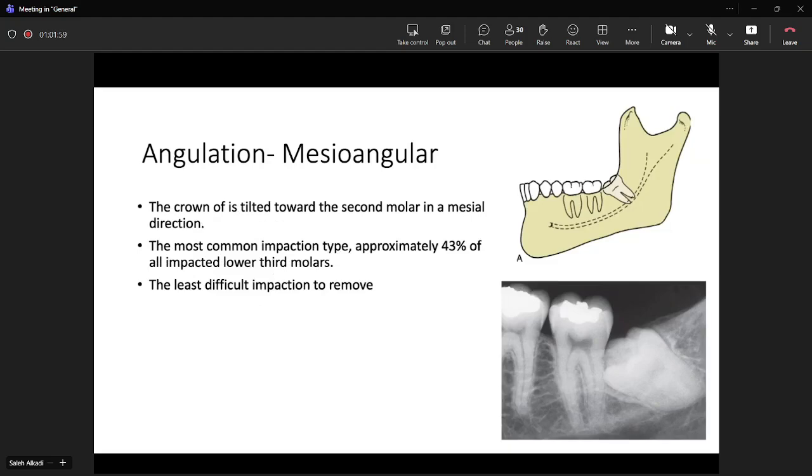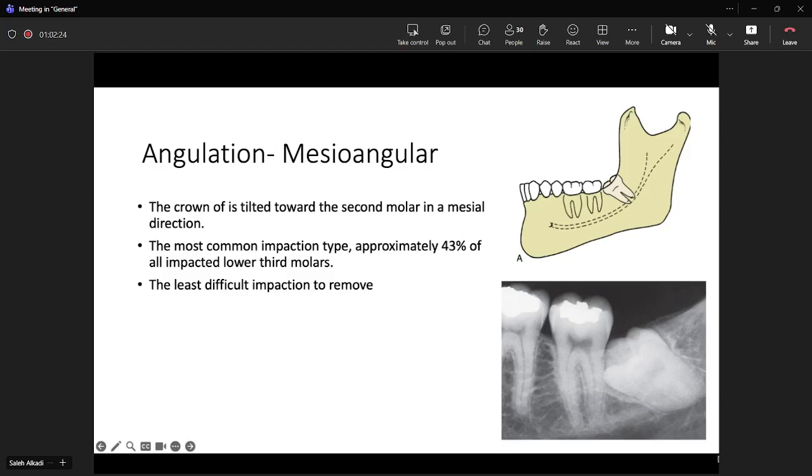Okay, based on this classification, you can have a mesioangular impacted wisdom tooth, where the crown is tilted toward the second molar in the mesial direction. This is the most common type of impaction, around 43% of all impacted lower third molars, and it's the least difficult impaction to remove. And this is from your textbook.